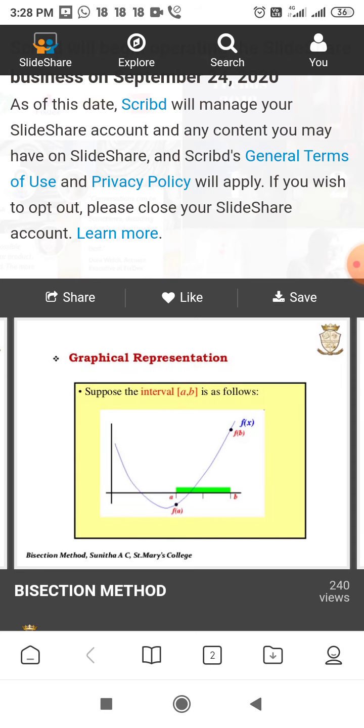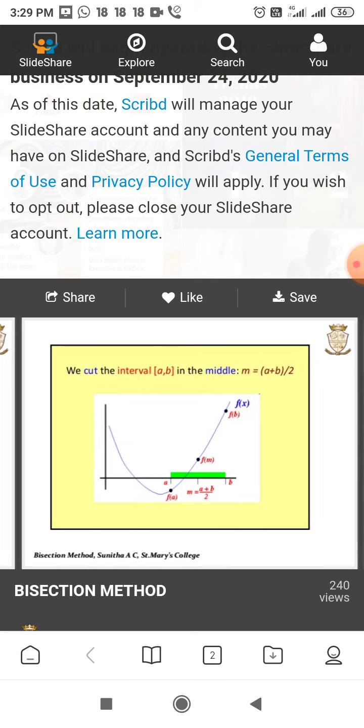So this is the graphical representation. Here AB is the interval we have given. At the point A, the value of the function, and at the point B, the value of the function is given here. So here the curve cuts the x-axis in between f(a) and f(b). It means the root lies in between them.